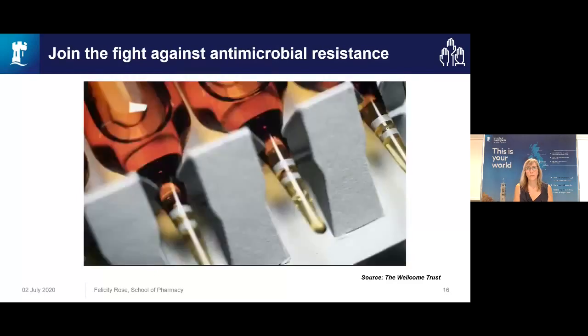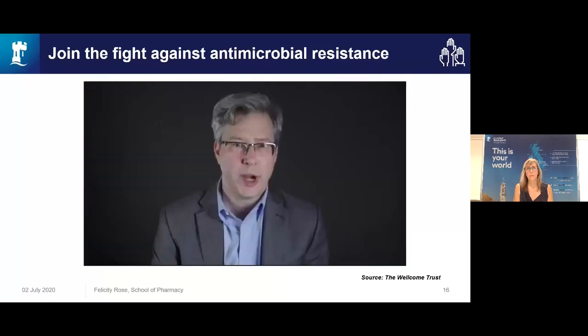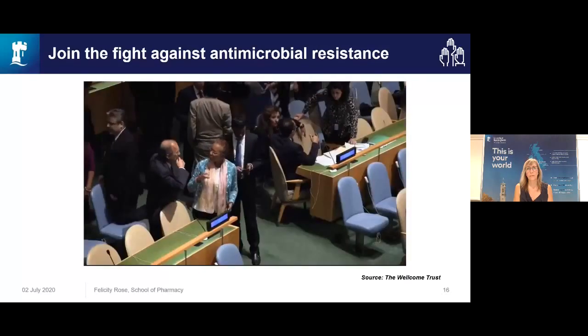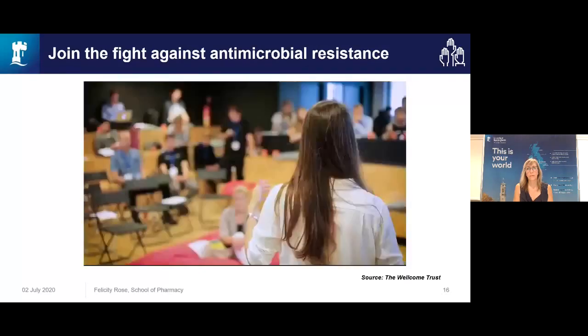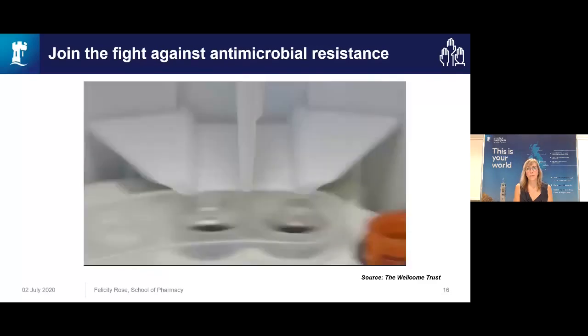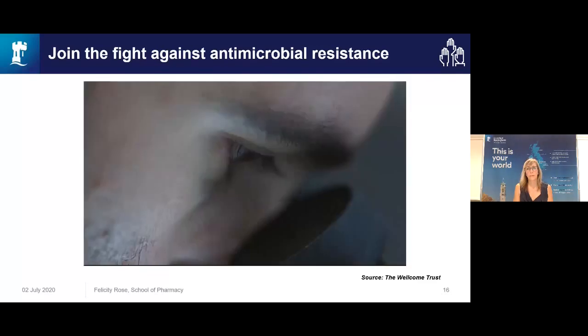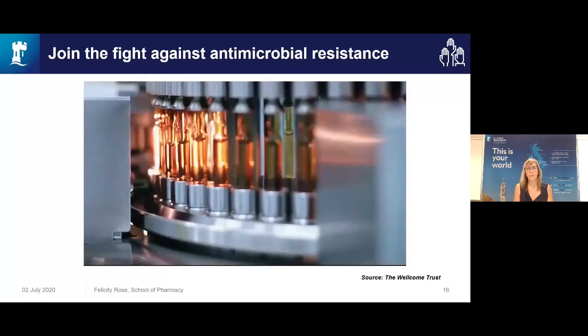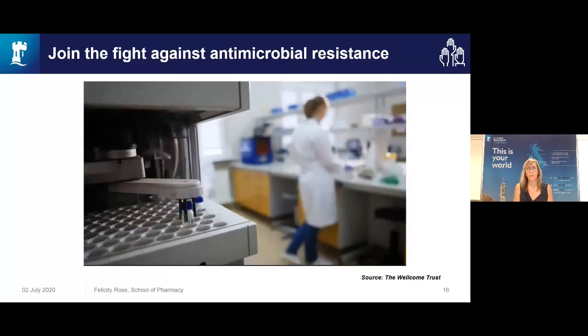However, we need to see more investment, more action, and greater urgency. Wellcome is working with governments, industry, and global health leaders to ensure concerted and coordinated action. Our goal is a world where excellent prevention and diagnosis delays drug resistance developing, and where there is a pipeline of new treatments that are used appropriately and available to all patients who need them.